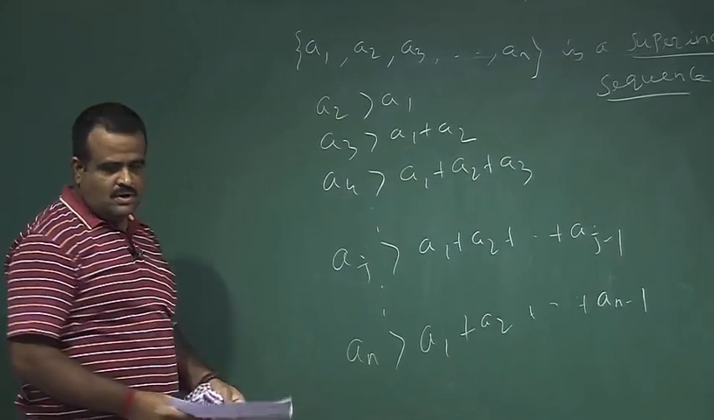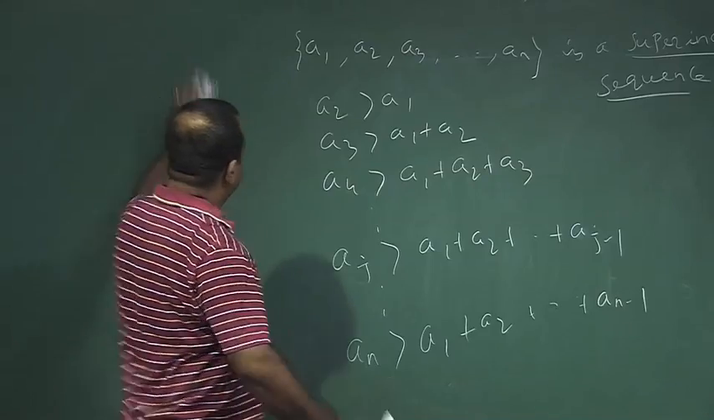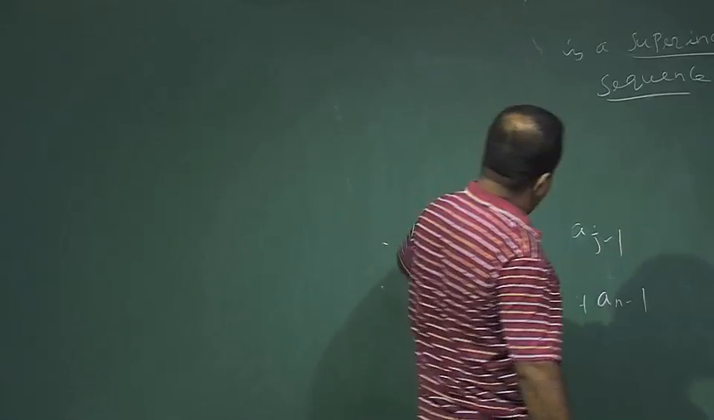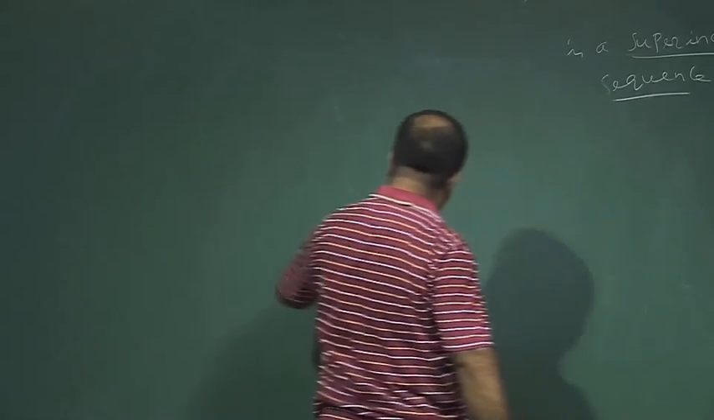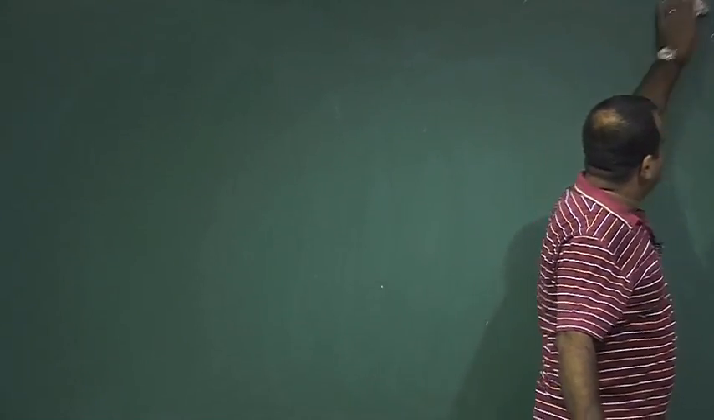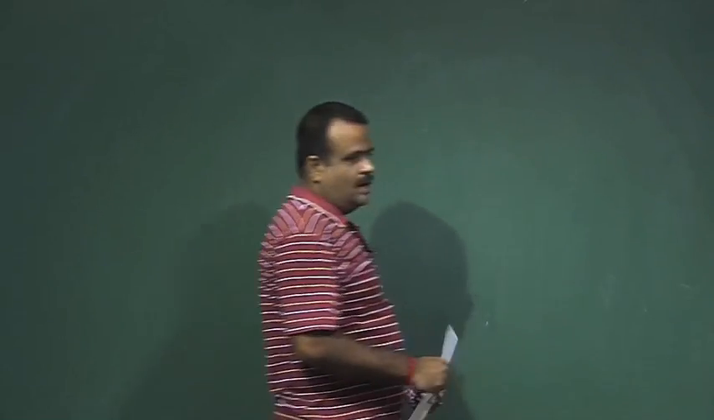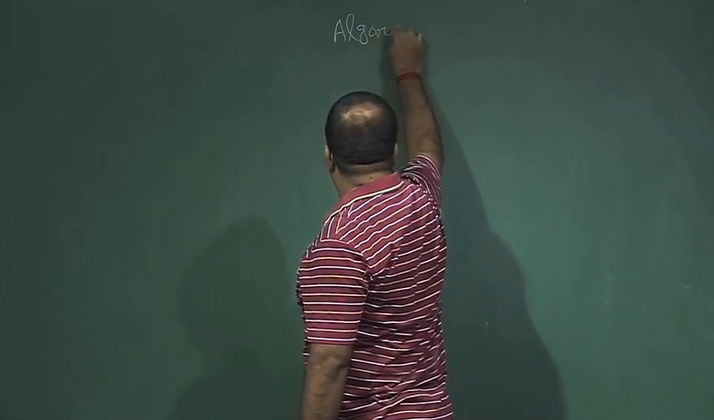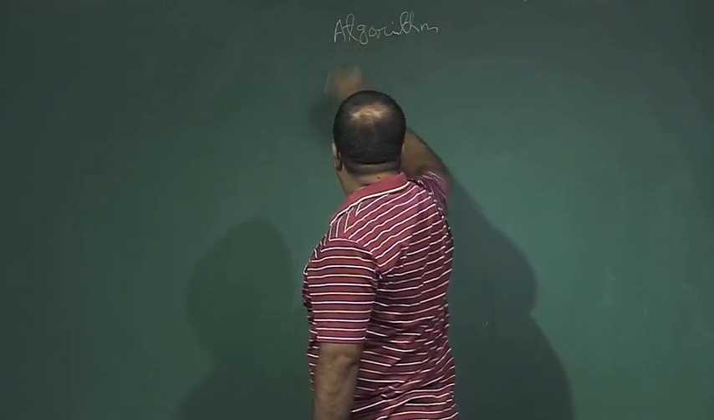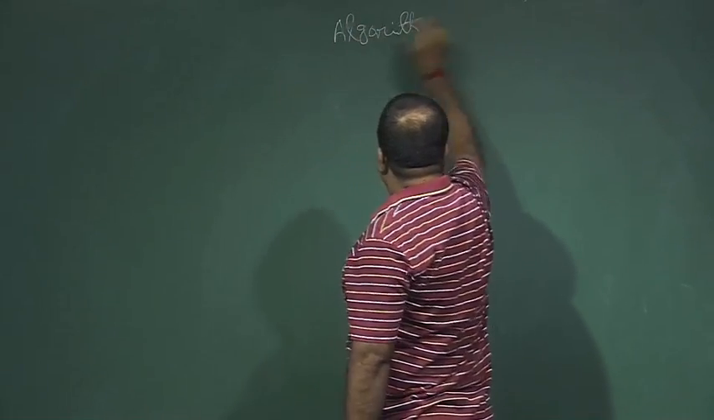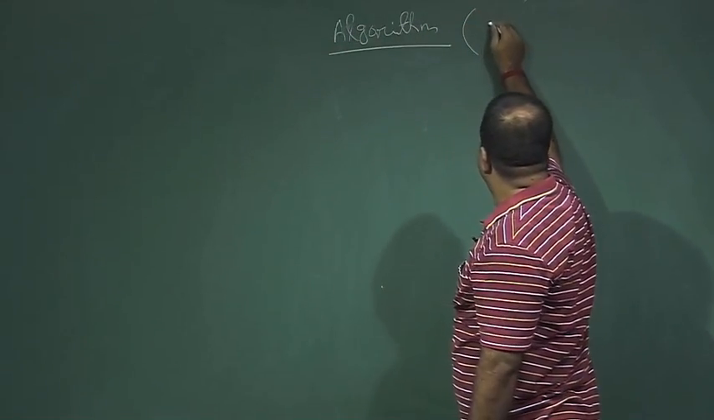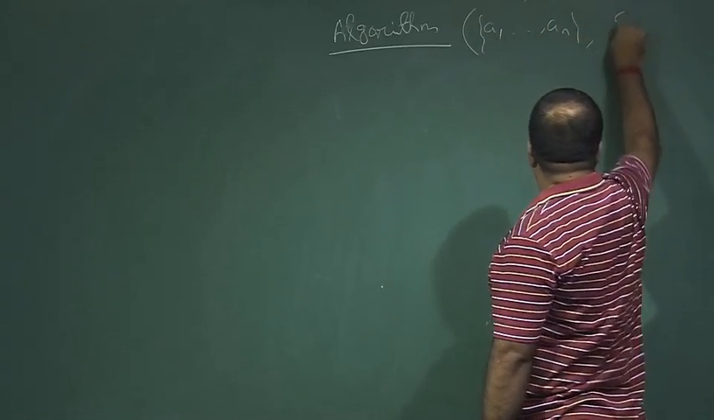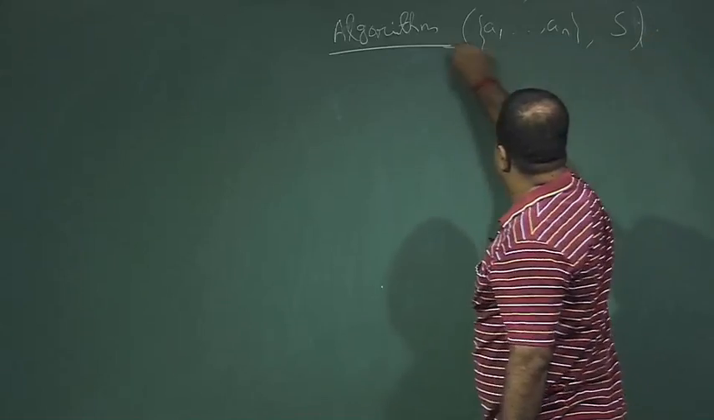So what is that algorithm? Let us write that algorithm, where we take a super increasing sequence and a target S, and we need to get the subset whose sum is S. Okay, so this is the algorithm. The input is the super increasing sequence A1, A2, up to AN and a target sum S.